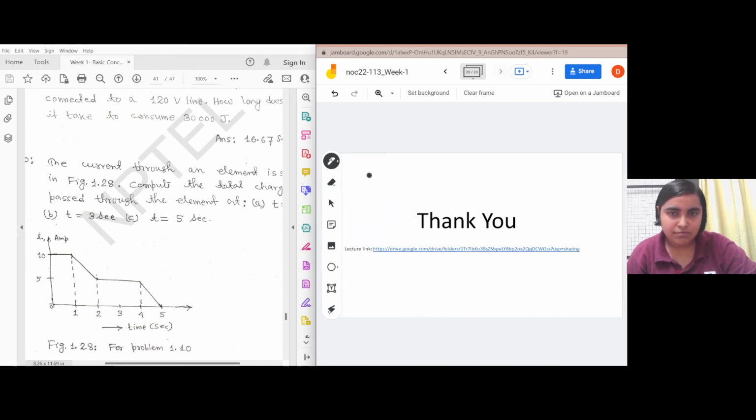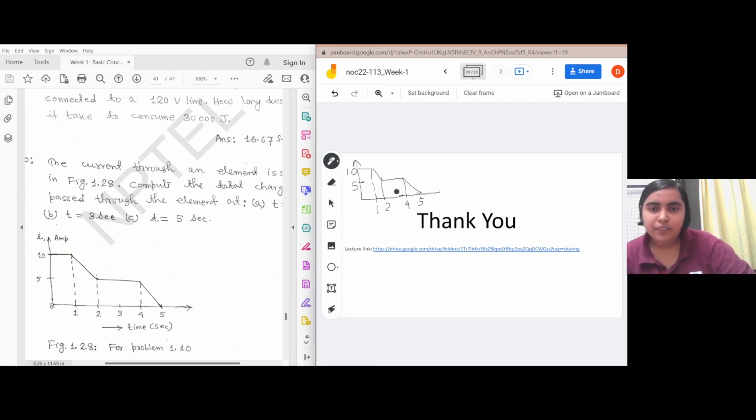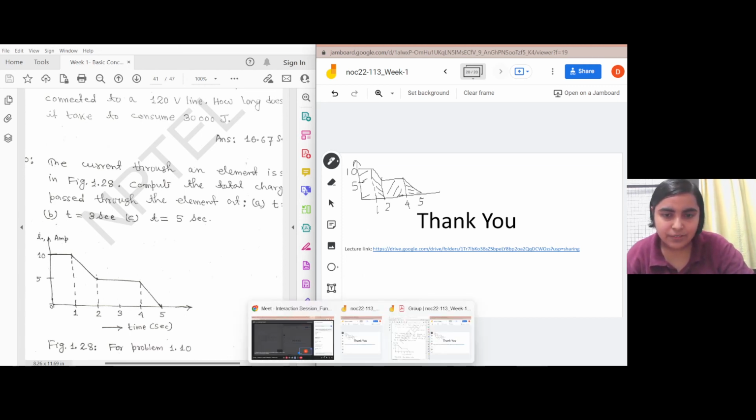So I'll just draw it out here. This is 1, 2, 4, and 5. So what you can do is calculate the area part by part, right? Please respond. Anyone?